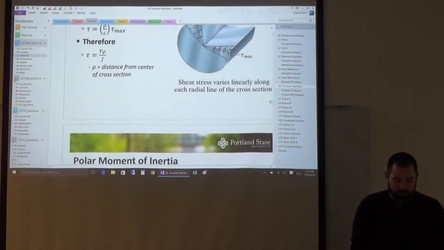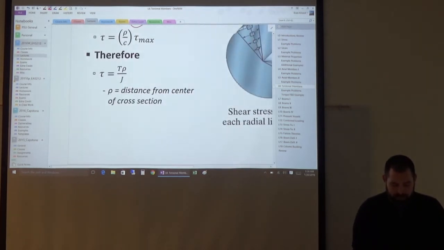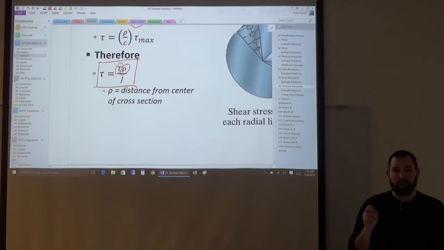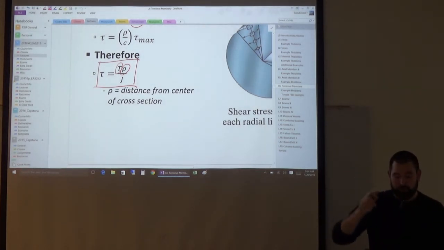And so the better equation to use is that the shear stress at any given point is equal to the internal torque T times the distance from the centroid, which is rho, and it could be 0 all the way up to the radius, any point in between, divided by the polar moment of inertia. That's the better equation to use.